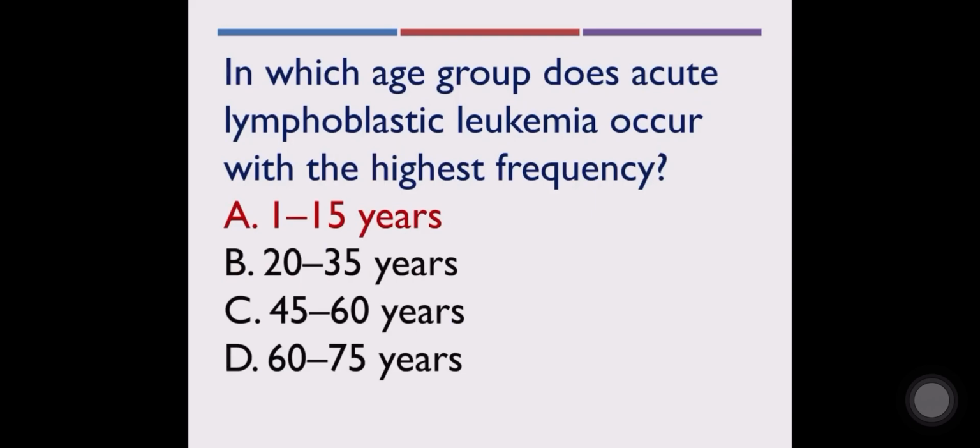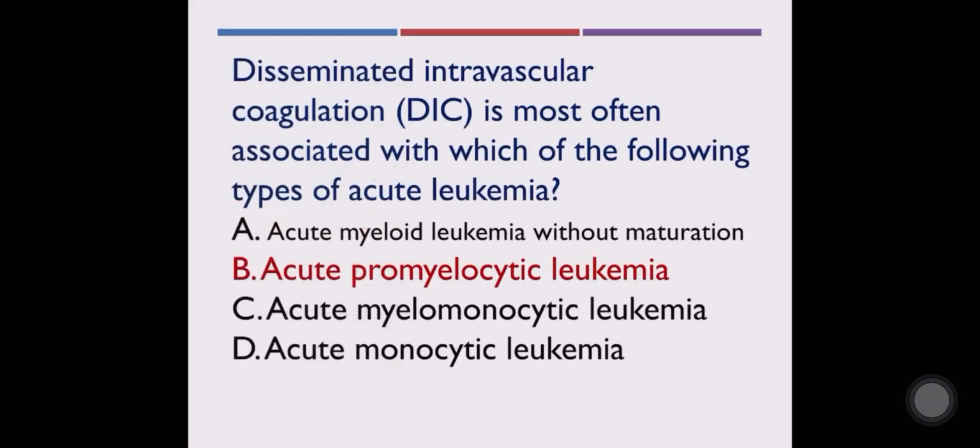In which age group does acute lymphoblastic leukemia occur with the highest frequency? Type of leukemia common among children is ALL, particularly L1. So correct answer is A, 1 to 15 years old. Number 2, DIC is associated with what type of acute leukemia? DIC, phagot cell, translocation between chromosome 15 and 17. Anong type of leukemia to? M3 or APL.